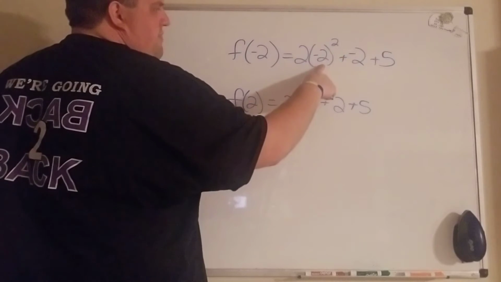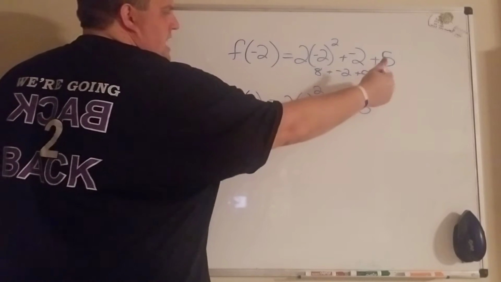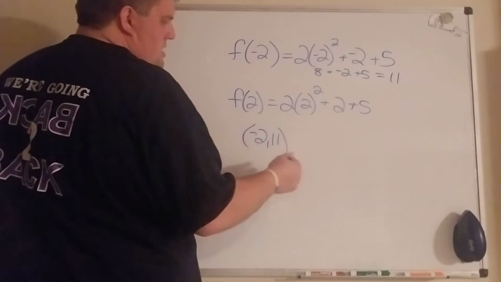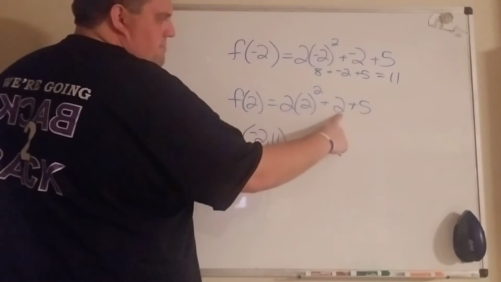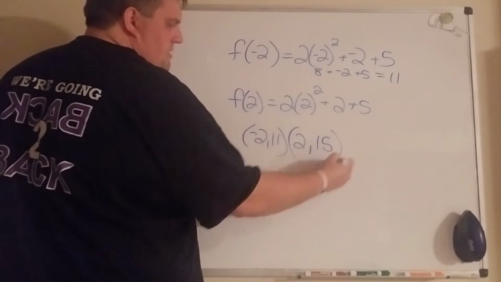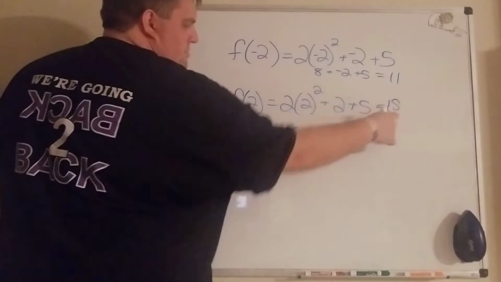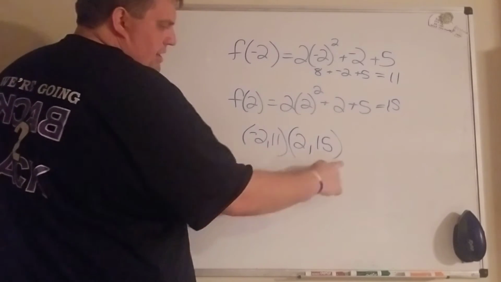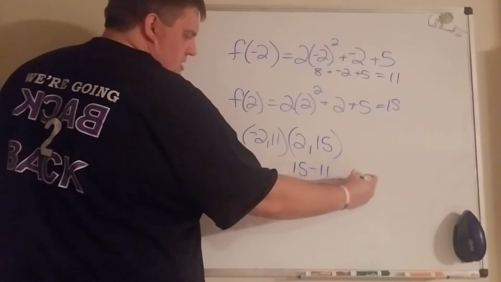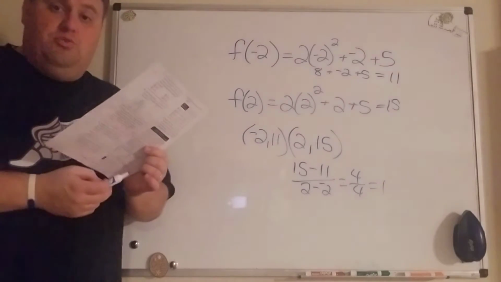So -2 squared is 4, times 2 is 8. 8 plus -2 is 6, plus 5 is 11. So we have the point -2, 11. 2 squared is 4, times 2 is 8, plus 2 is 10, plus 5 is 15. And then we also have the point 2, 15. And then once I have my 2 points, so whatever I got out is my y's, whatever I plugged in is my x's, now I can just find the slope. y2 minus y1 over x2 minus x1. It's going to give me 4 over 4, which equals 1. So the average rate of change there is 1.